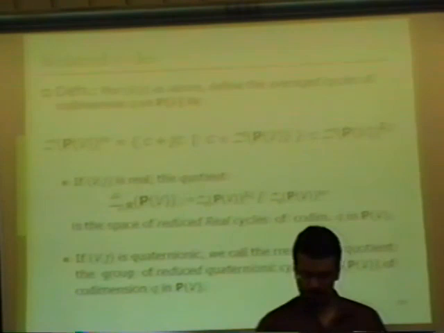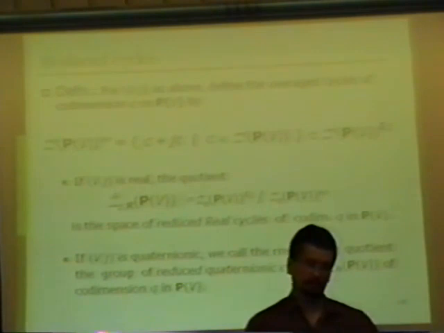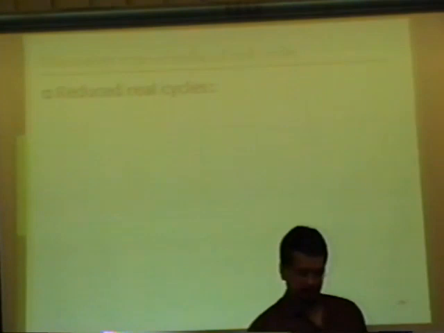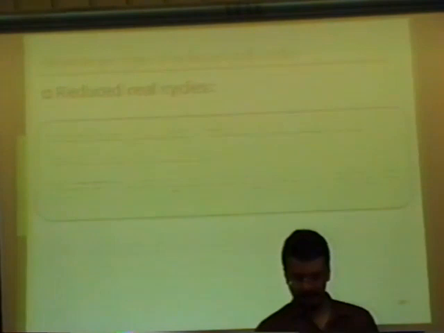Right, so we can make the same definition for the quaternionic vector space. You can find the reduced quaternionic cycle space. The same definition: you divide the group of all fixed cycles, but those are sort of average sums. So the reduced real cycles have this description that was given by another student of Blaine, T.K. Lamb.